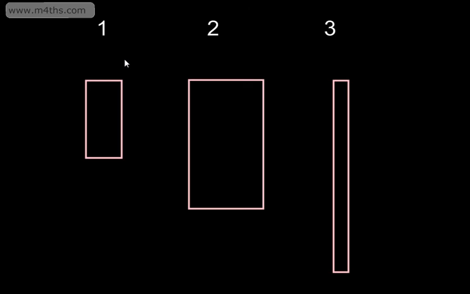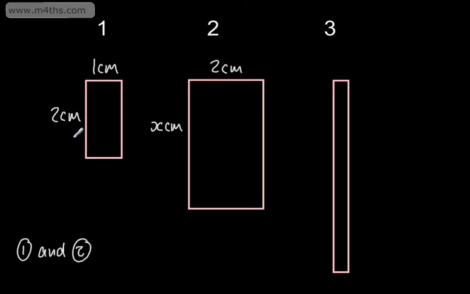If we start off by looking at some rectangles, I've got rectangle 1, rectangle 2 and rectangle 3. With rectangle 1, I'm going to write that this side length is going to be 1 centimetre and this side length is going to be 2 centimetres. With rectangle 2, let's say this side length is 2 centimetres and this one is x centimetres. If rectangle 1 and rectangle 2 are similar, we can go ahead and find the value of x.